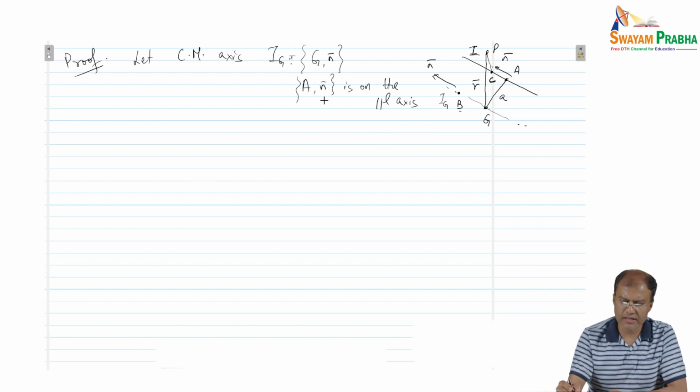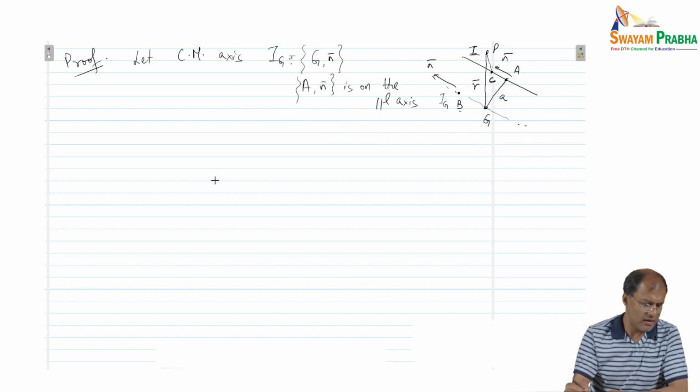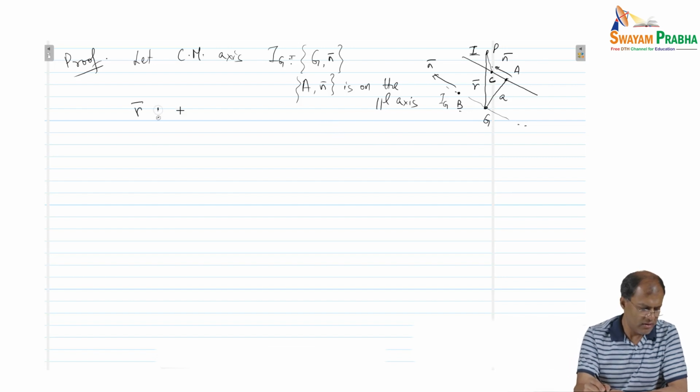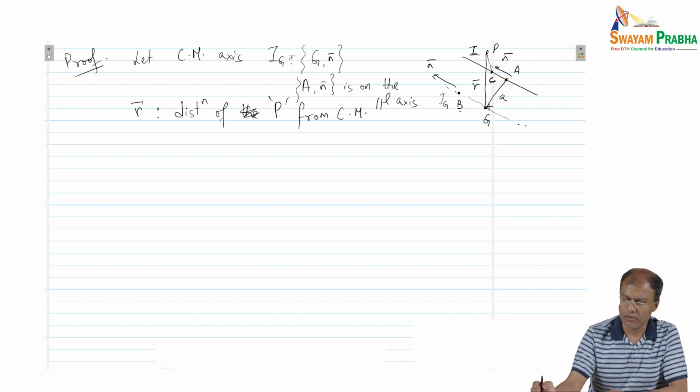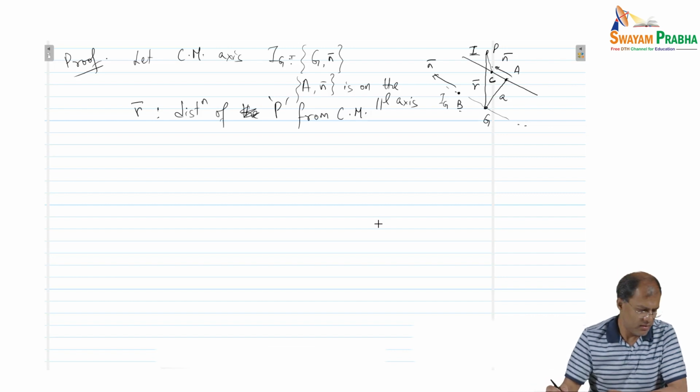Okay, so that is the direction along the axis. So then let us say that R is the distance of the particle P from the center of mass. So that is what we have drawn in this diagram, right?